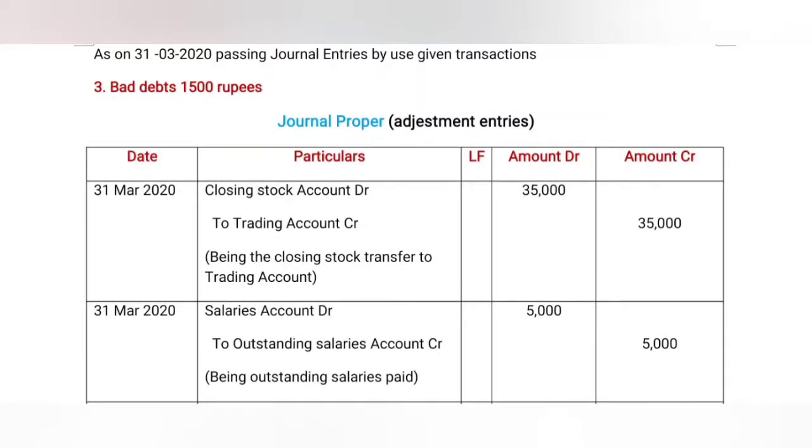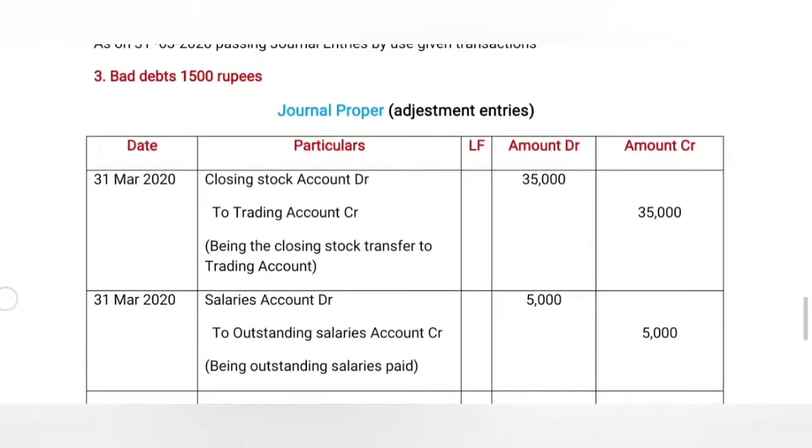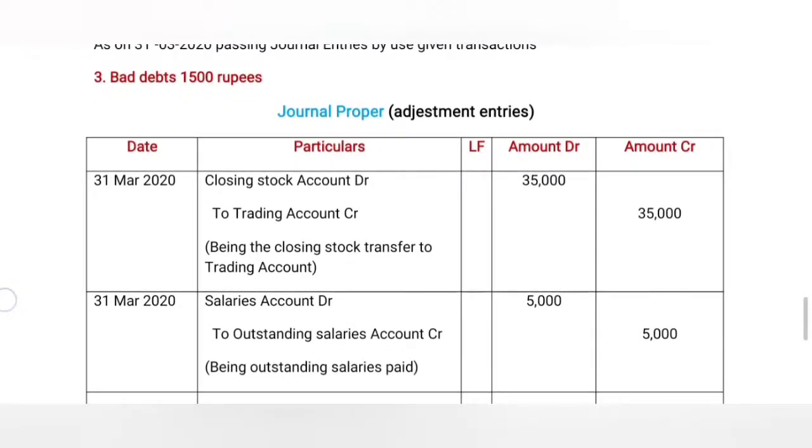Now coming to the third transaction, it is bad debts 1,500 rupees. Before going to prepare this transaction, we are knowing about what bad debts are. Bad debts is an expenditure or loss. This amount is not recovered from the debtor. Sometimes he is insolvent or he is not paying the amount to the company.